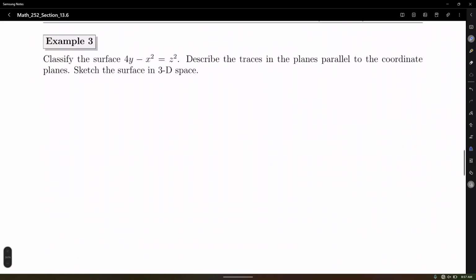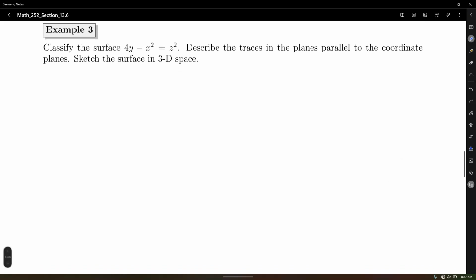Classify the surface for y minus x squared equals c squared. Then describe the traces in the planes parallel to the coordinate planes. Basically, repeat the previous exercise with a different equation. Again, we're given the equation with the variables all over the place. We need to work on the equation a little bit to make it look like one of the equations in the summary at the end of the handout. How do we arrange this equation? What variable do we solve for? Do we solve for y? Do we solve for x? Or do we solve for z?